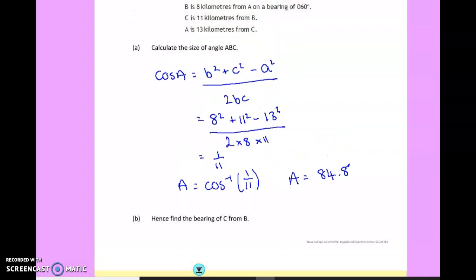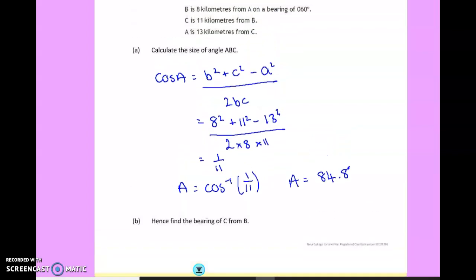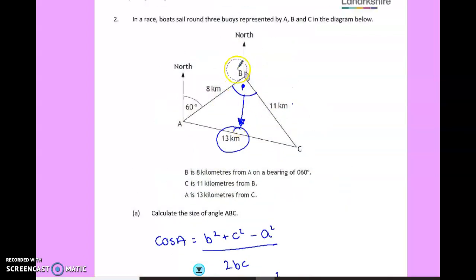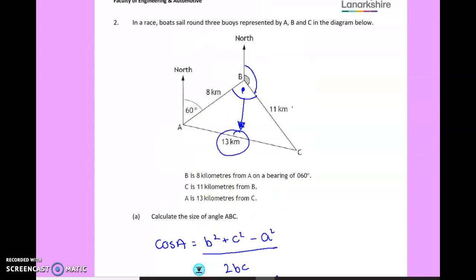Part B then says, hence find the bearing of C from B. It's the bit here that's been marked in for us. Okay, so we've just worked out that this angle here at B is 84.8 degrees. So that there is 84.8 degrees. I want to find this part here.